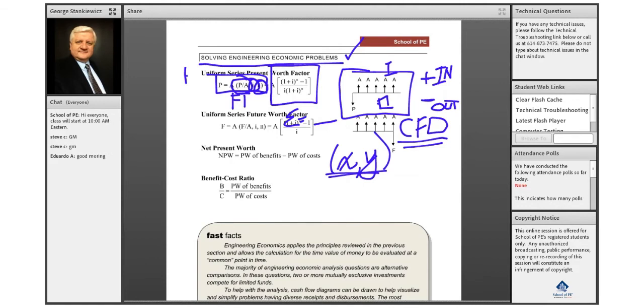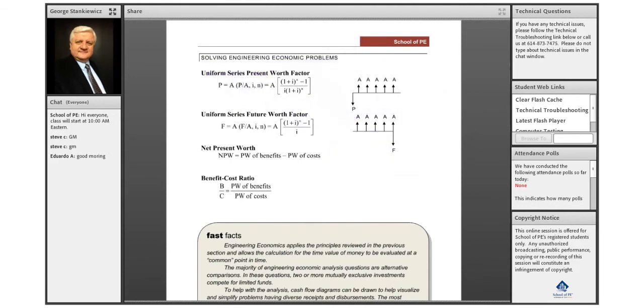As we move on, we're also going to be looking at the second, the uniform series future worth. So you see present worth, and the present worth is primarily that: we're basically evaluating on day zero, the present. Our timeline is equal to day zero. We want to know what's going on day zero so we can plan and identify the information for our approach to finding the solution.